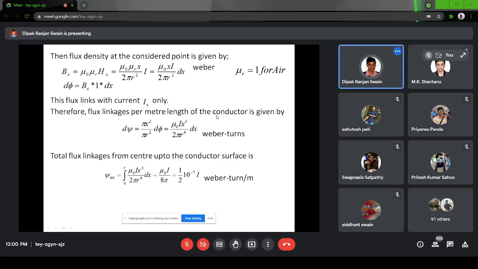per meter length of the conductor is given by pi x square by pi r square into d phi. I substitute the value of d phi in terms of Bx, which is here. So the final equation of flux linkage is mu 0 I x cube by 2 pi r fourth.